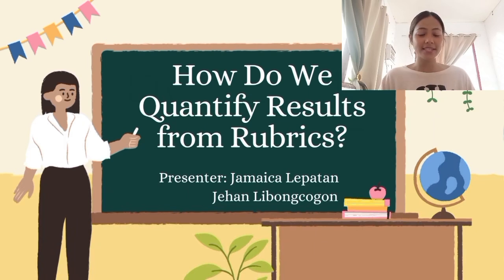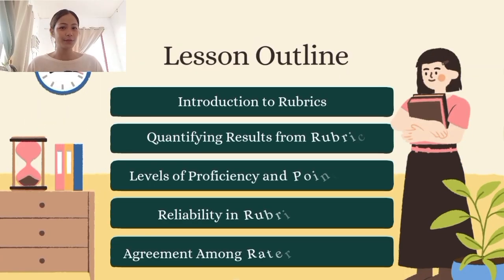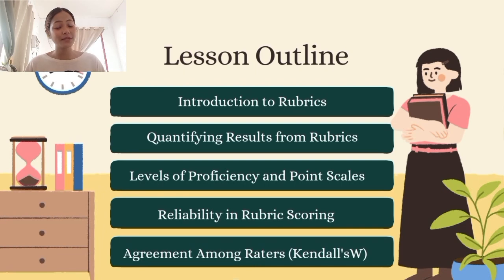Okay, so rubrics are commonly used in assessing student performance, especially in tasks like presentations, essays, projects, and performances. However, after using a rubric, an important question arises. How do we convert these qualitative descriptions into measurable results? In this presentation, we will explore how rubrics use scales and points to quantify student performance.